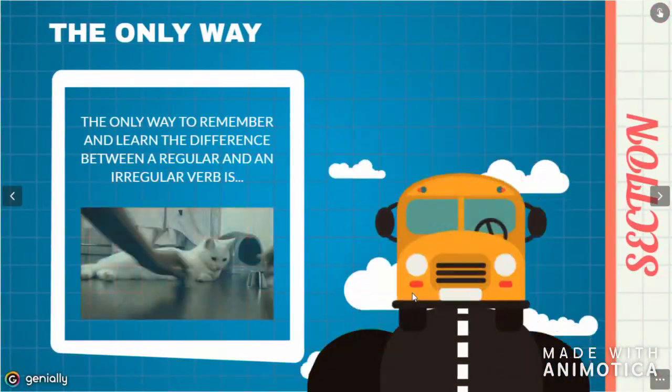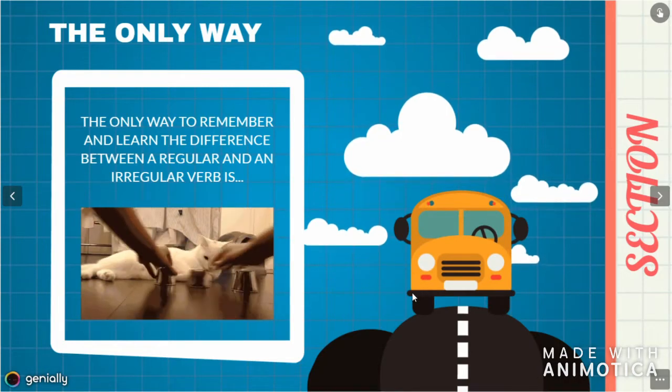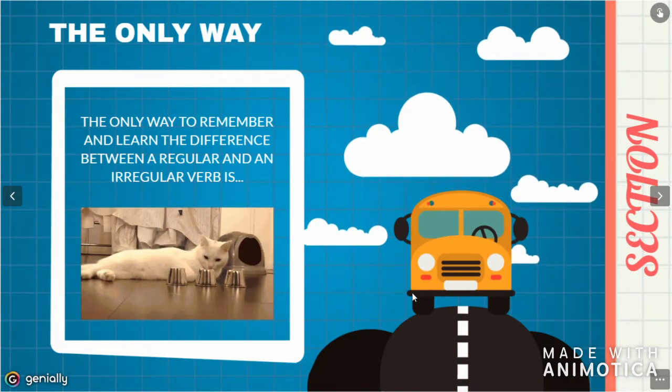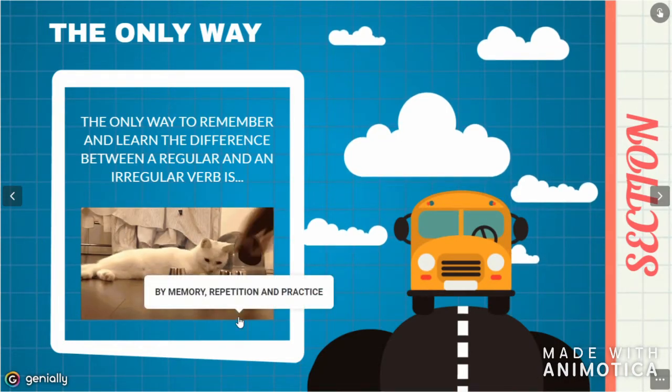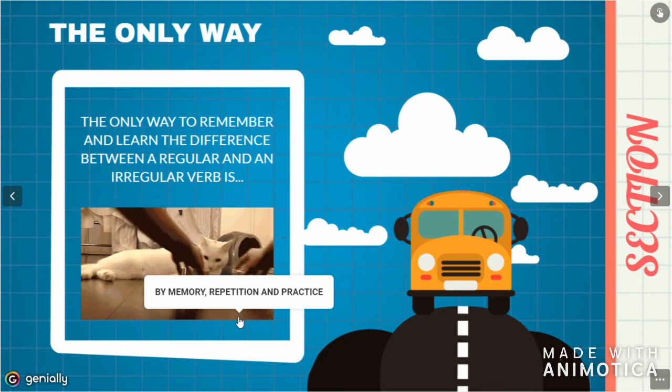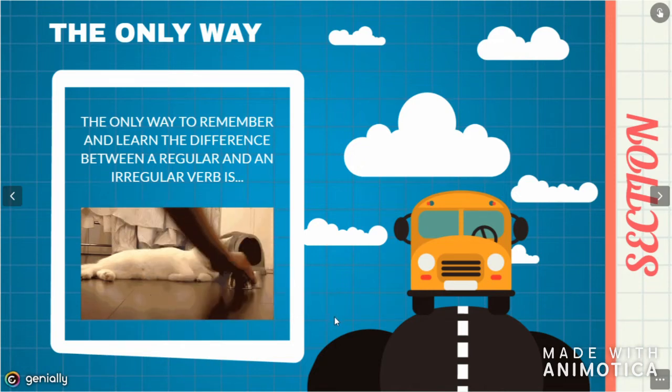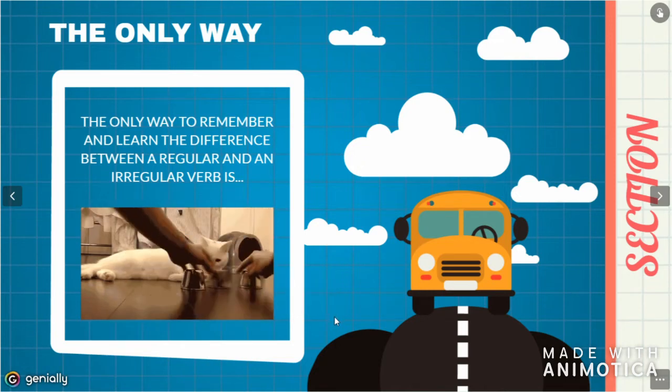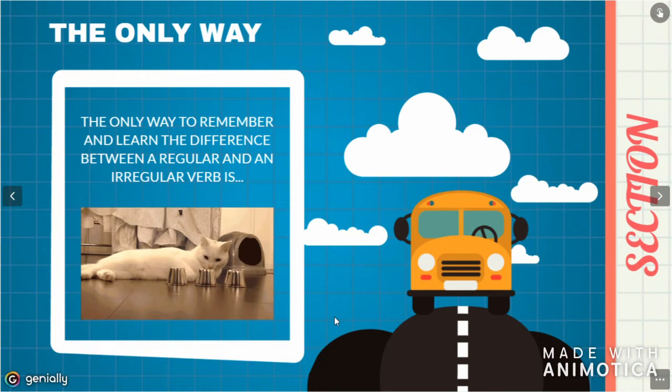The only way to remember and learn the difference between a regular and an irregular verb is by repetition, memory, and practice. La única forma entonces de que podamos aprendernos los verbos regulares y diferenciarlos de los irregulares es repetición, práctica y memoria. En su libro, en la última página, aparece un listado de verbos irregulares. Les recomiendo que lo revisen y se lo aprendan. ¿Ok?